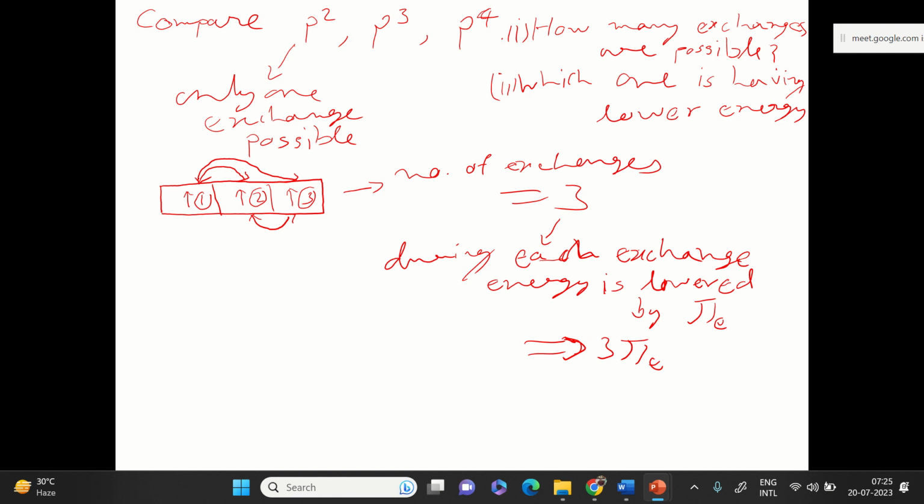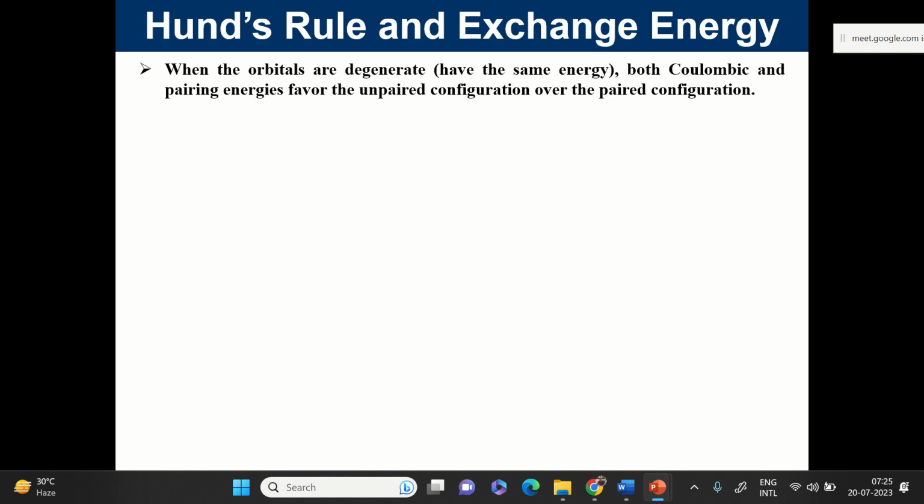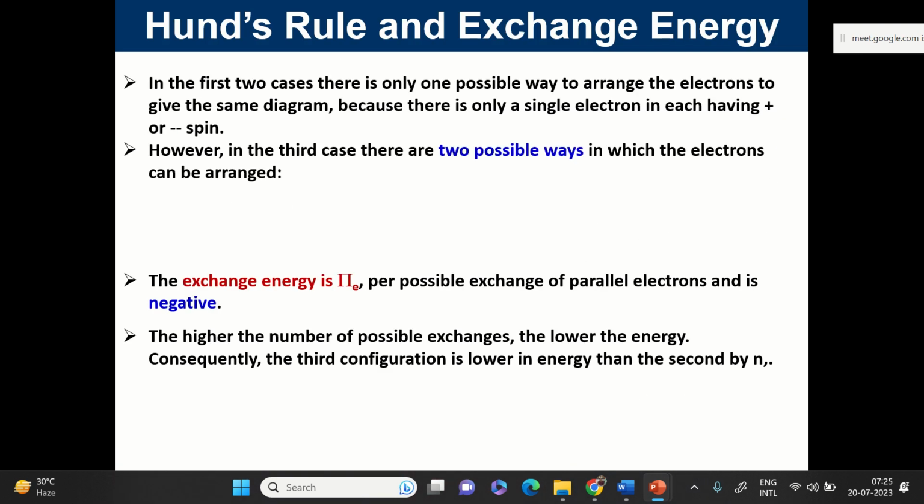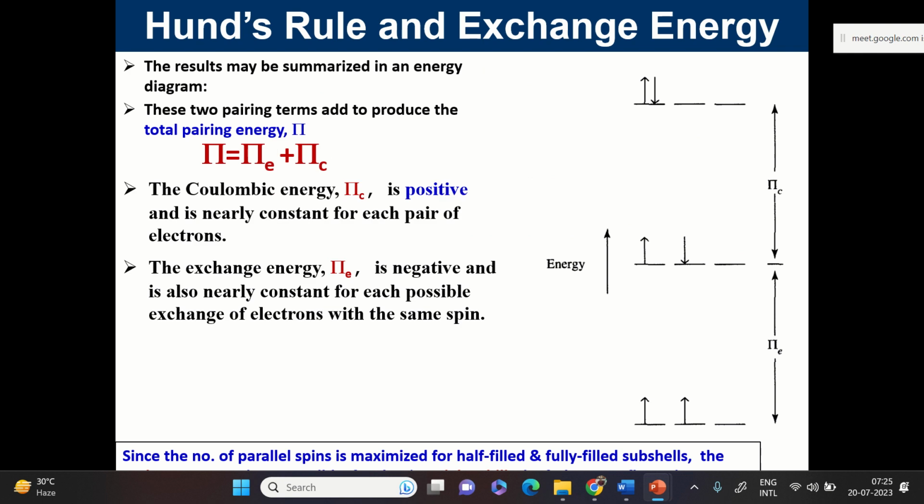Now you can see also what we have just told you. I just told you the formula that we can apply. Going by this formula, you can also think of, when we are talking about P3, n is the number of electrons with parallel spins, with the same spins, n is equal to 3, right?